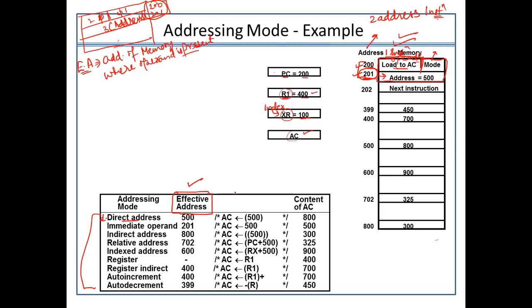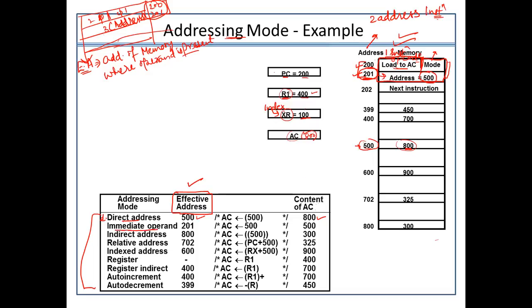Now we are about to figure out the effective address, because ultimately addressing modes are helping me to figure out the effective address only. If it is direct addressing mode, the direct addressing mode says whatever address is present in the instruction, directly on that address you are going to get the operand, right? So in this case, what is the effective address? Effective address will be nothing but 500. And at 500, 800 is the operand value present, right? So the accumulator will be holding the value 800 when this instruction is executed in the direct addressing mode. So the content of the accumulator will be 800.